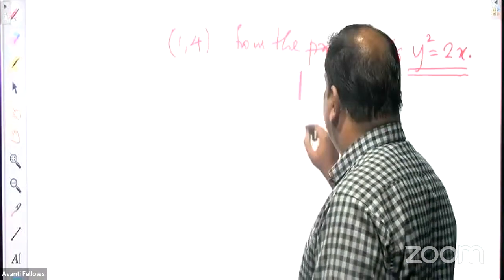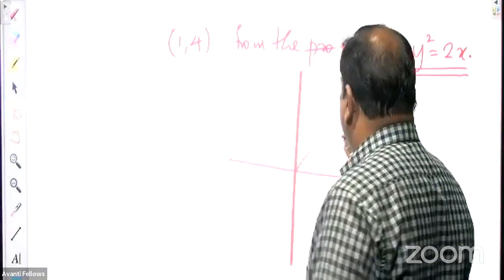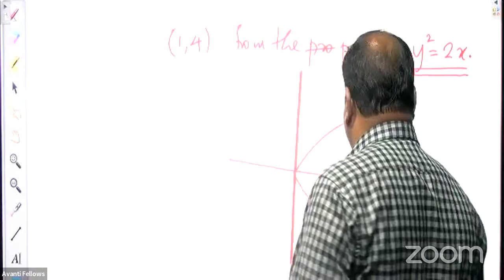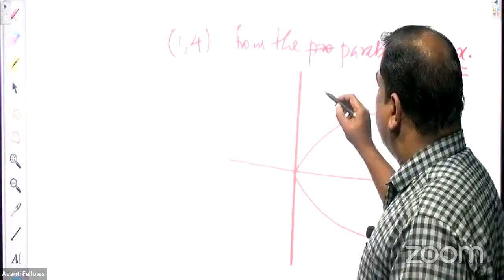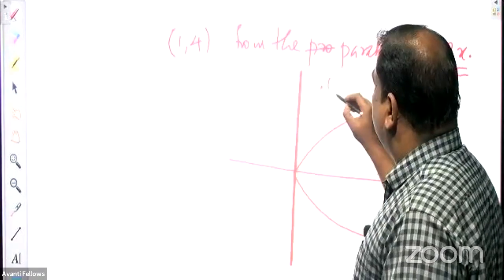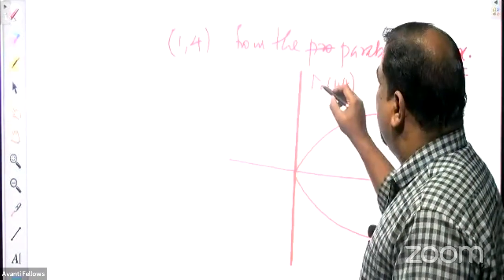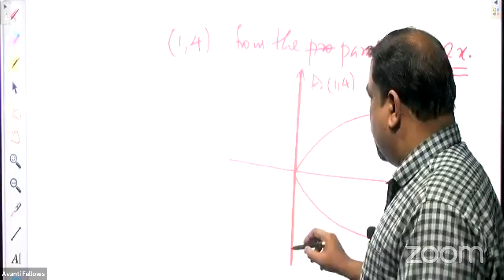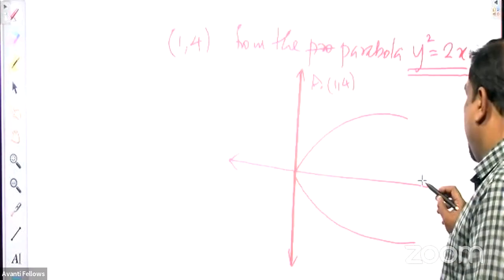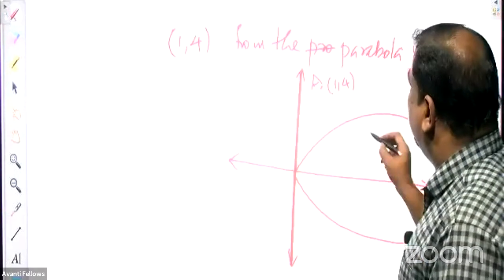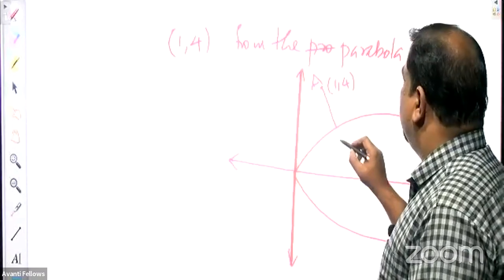So first, we have to draw a rough sketch, what I have just shown exactly in the graph. So the parabola is right side open. The given point is somewhere 1, 4. You mark it as 1, comma 4, and let it be A also. The given point 1, 4 can be taken as A. And we have to find a point on this parabola such that the distance is minimum.